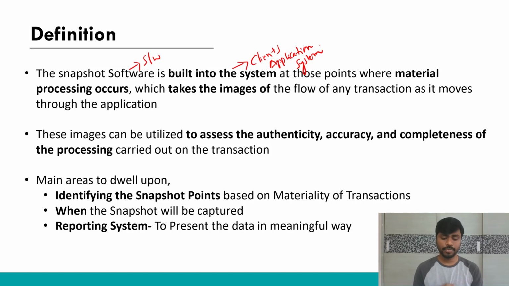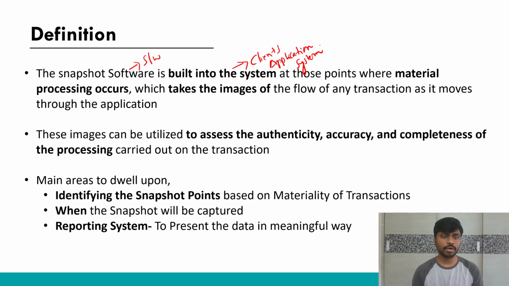Now we can have a question: how does the tool or software know which transaction is material to an organization? This input has to be given by the auditors. Now what do the auditors do with these images? These images can be utilized to assess the authenticity, accuracy and completeness of processing carried out on the transaction. By reviewing these images, they will evaluate whether the transactions have been processed accurately and with full authenticity.